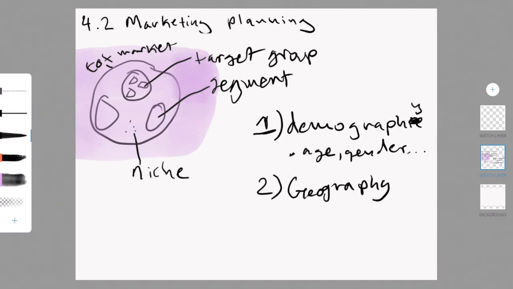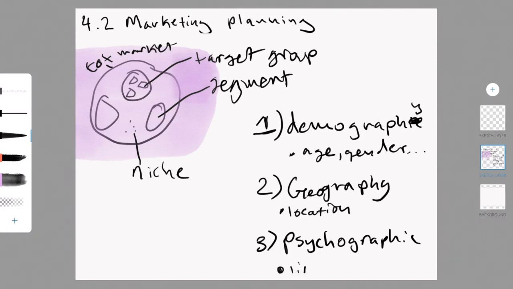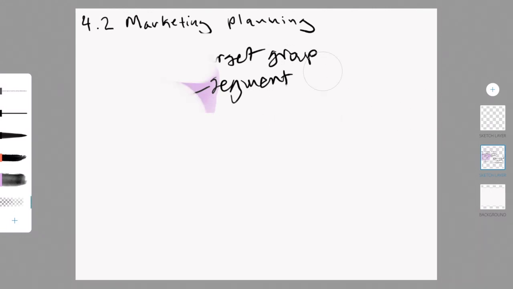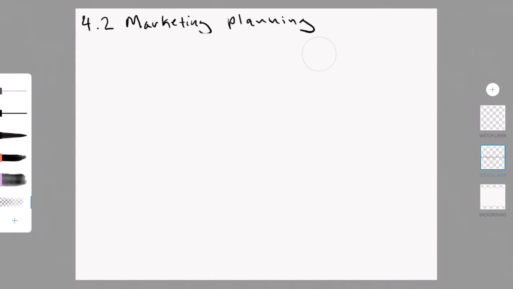There's geographic segmentation, which is about where you are, essentially. So location, country, part of country, stuff like that. And then there's psychographic segmentation, which is essentially your lifestyle. So this would be social and economic status, values, so like morals. This could be environmental morals or stuff like that.